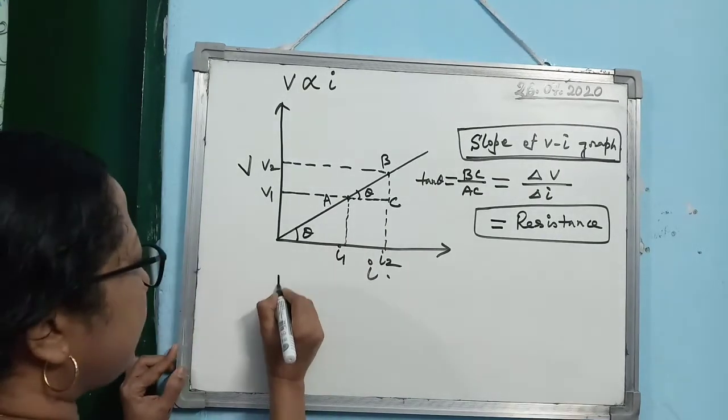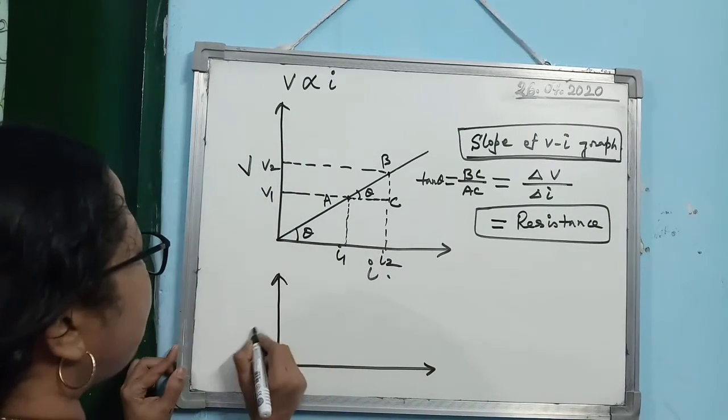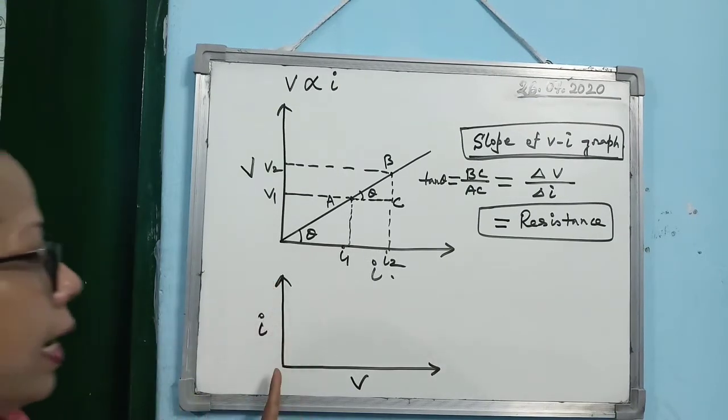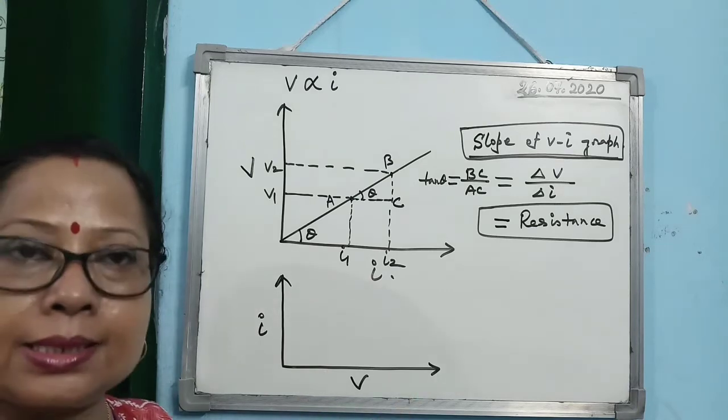Now here you see, suppose instead of plotting V versus I, you are plotting an I versus V graph. That means you are plotting I along the y-axis and V along the x-axis, and that should be done.